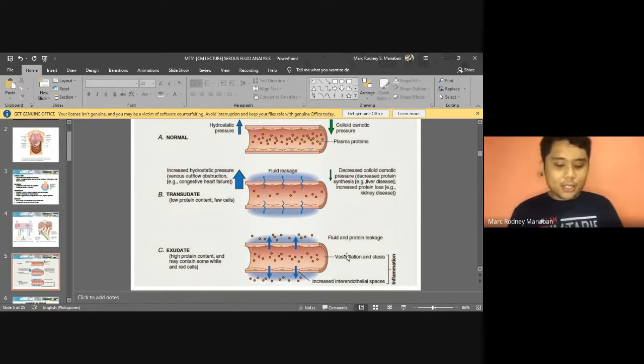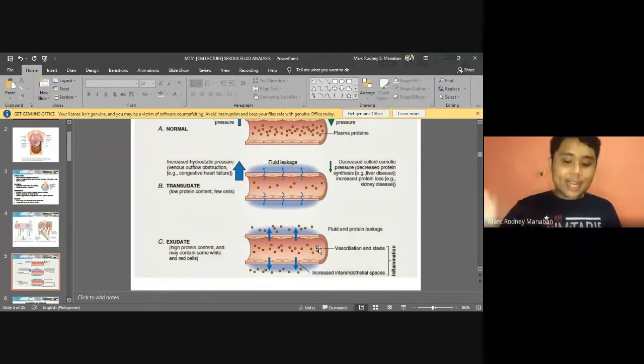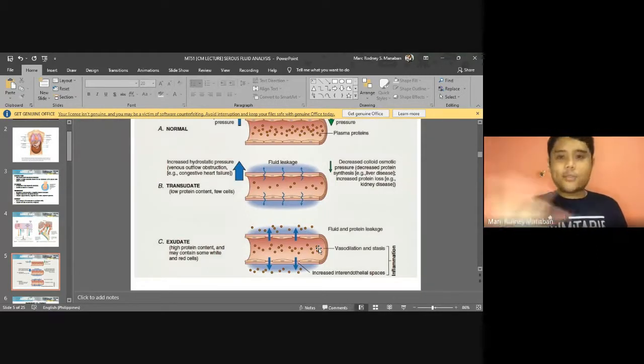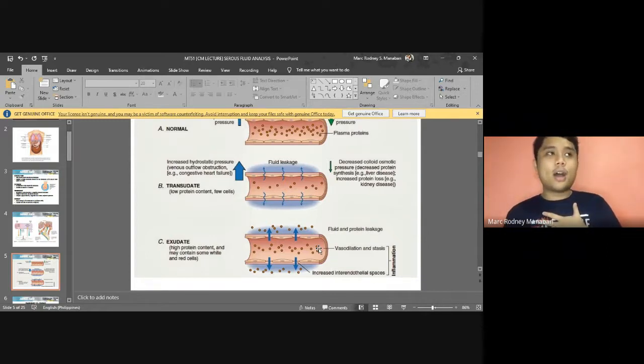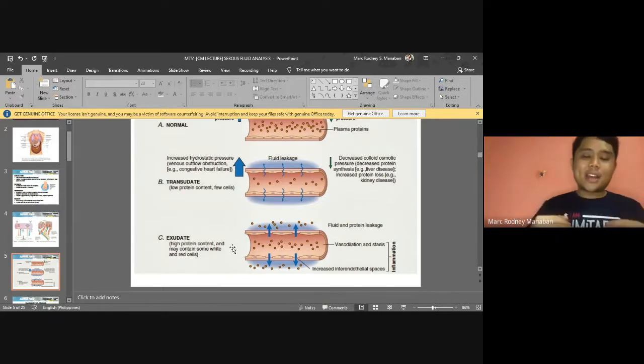Whereas for exudate, as you can see, the problem here is the membrane. The membrane is damaged, or not really damaged, but there is vasodilation and increased permeability because of inflammation or infection. So what happens? Proteins leak out, fluid leaks out, so therefore, the fluid in your cavity increases. That's why it's an effusion, and that is exudate. So exudate's composition has more cells, and high concentrations of protein, glucose, whatever, because again, it's more about capillary permeability.